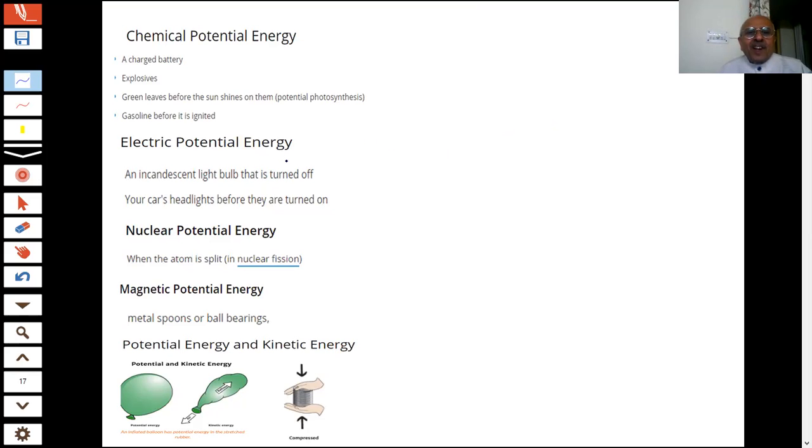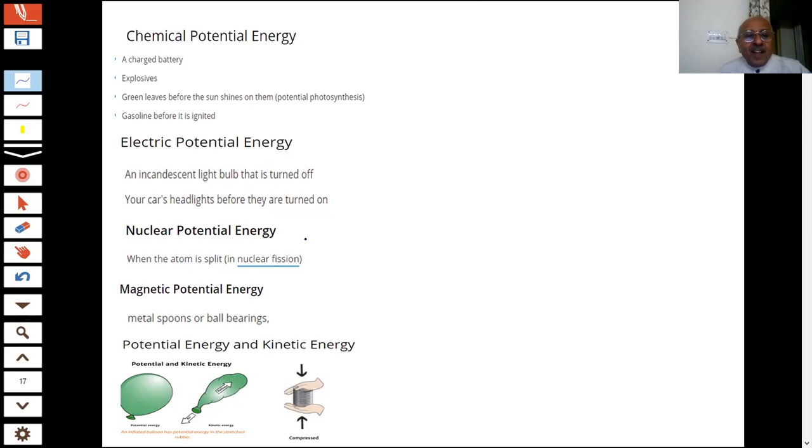Electrical potential energy is also there. The light bulbs are shining. As soon as you switch it on, there was potential energy stored in them, so it lighted up. Your car has lights. There is a potential energy. You turn it on, then it lights up. Before turning it on, the energy was potential energy. It got converted into light energy, students.